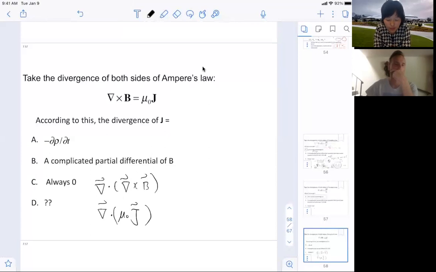Okay, quickly, let's vote here. According to Ampere's law, and we take the divergence of both sides, the divergence of J should equal to, not according to the actual charge conservation, according to this, what should we get?